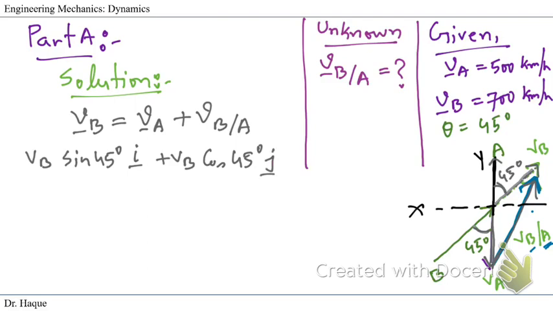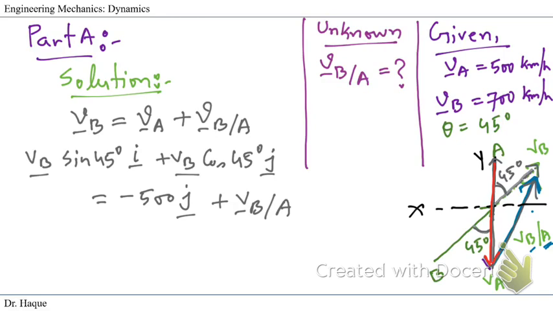So cos 45 will give us this J component, and on the other side we have VA, which is already traveling in this direction, so it's already on the J axis but on the negative side, so we're going to put negative 500J. And we have the thing that we need to find, the B with respect to A. Now if we solve, we plug in the value VB equals 700.